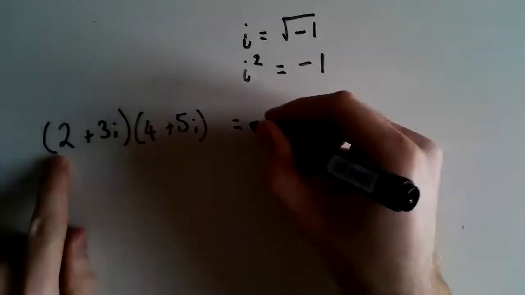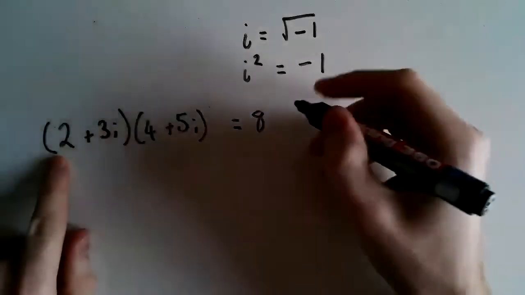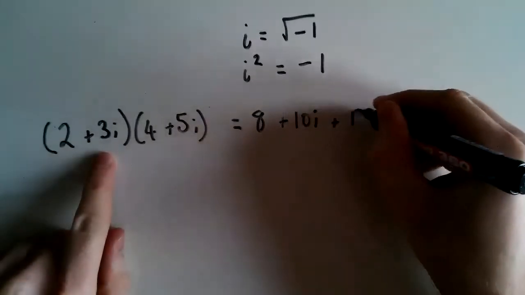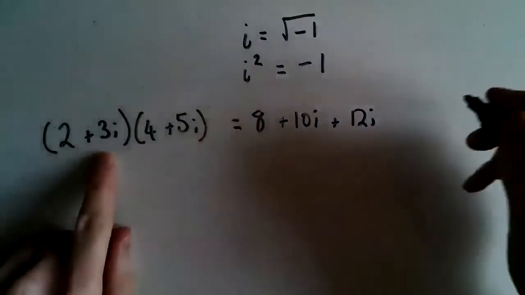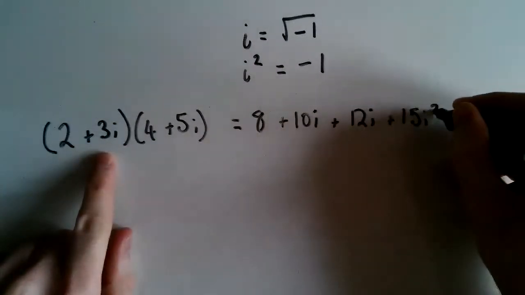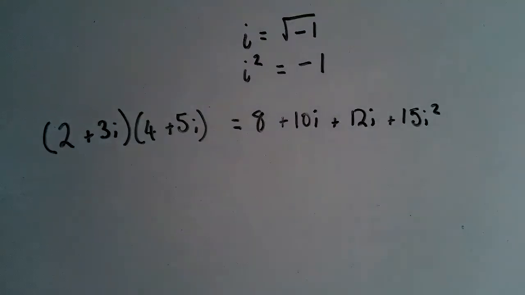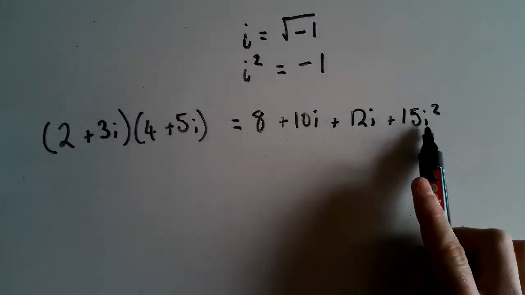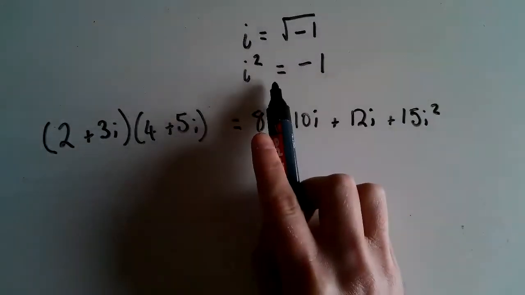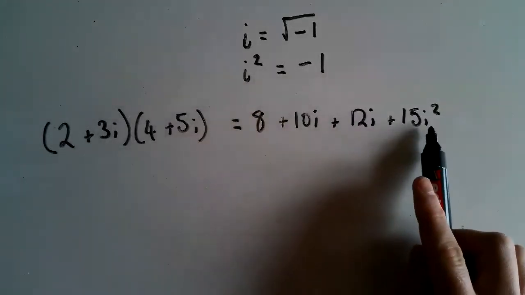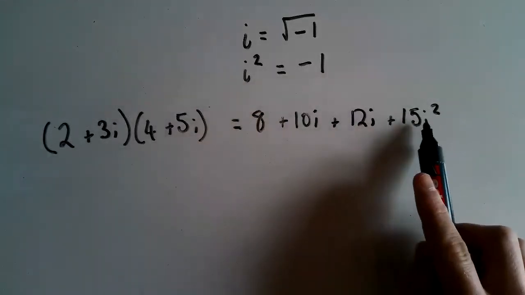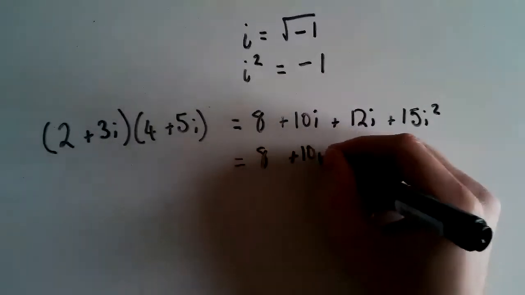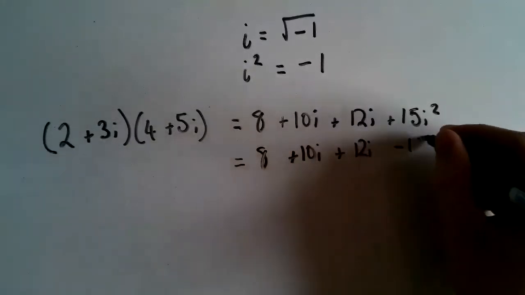So 2 times 4 is 8. 2 times 5i is 10i. 3i times 4 is 12i. And 3i times 5i, well, I've got 15i squared. Okay, so I've got a real number, imaginary, and something that's imaginary squared. But we know i squared is minus 1. So 15 times i squared is 15 times minus 1. So that's minus 15. So 8 plus 10i plus 12i minus 15.